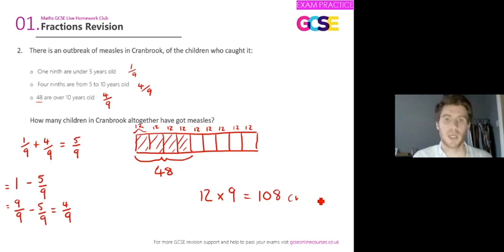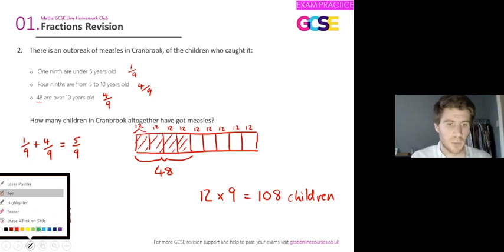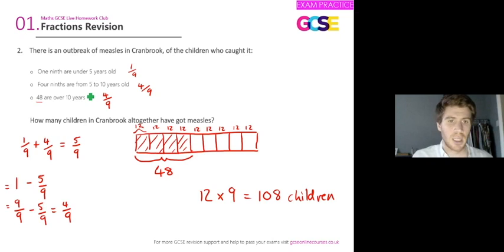So that was a reverse fractions question. Again, we've got 3 marks available here. The first mark is identifying the fraction of children that are over 10 years old, which is 4/9, by doing that subtraction of our other 2 fractions, 5/9. Then we want to show a process to the examiner that's working this out. So we identify our bar model and set it up so that 48 is worth 4 bars out of the total of 9. That gets us 1 mark. And then finally, our answer mark of 108 children.